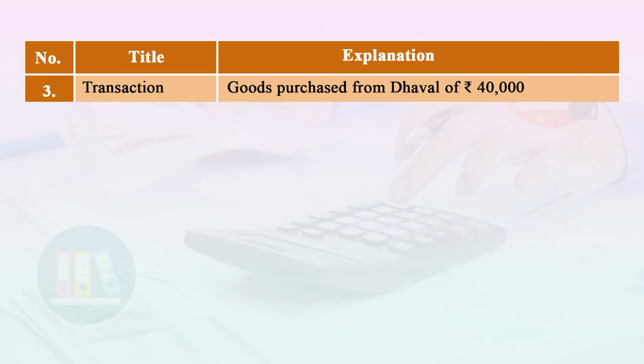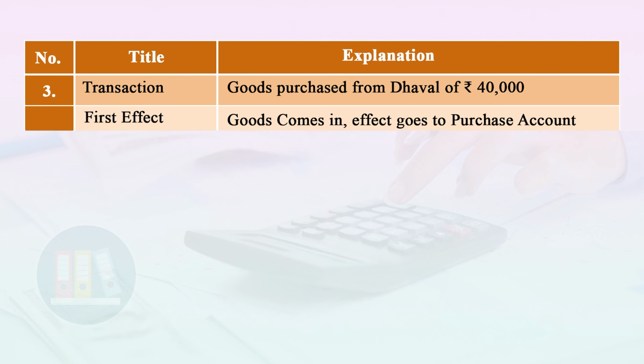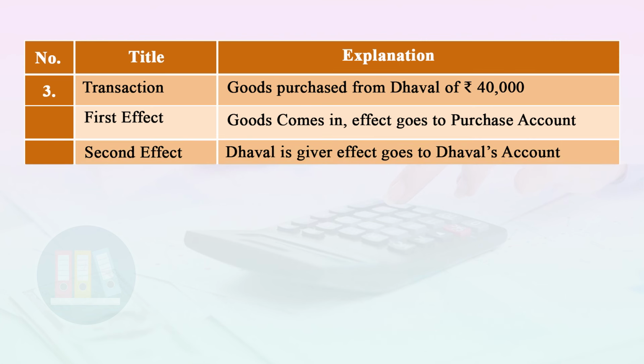Next transaction is goods purchased from Dhawal for rupees 40,000. The first effect is goods comes in the business. So, effect goes to the purchase account, and second effect is Dhawal is giver. So, effect goes to the Dhawal's account.